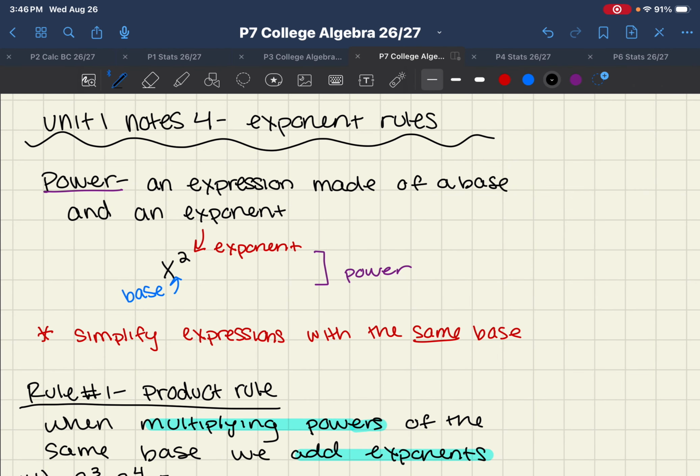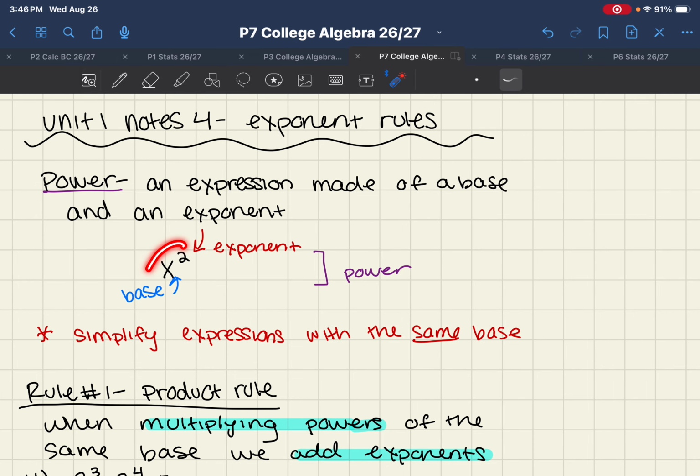Okay, this is College Algebra, Unit 1, Notes 4, Exponent Rules. So first, looking at a definition, we have the word power. Power is an expression made of a base and an exponent. So to remind you, if we have the example of x squared, x is the base, 2 is the exponent, and x squared as a whole can be described as a power. The goal with these notes is to learn how to simplify expressions with the same base.